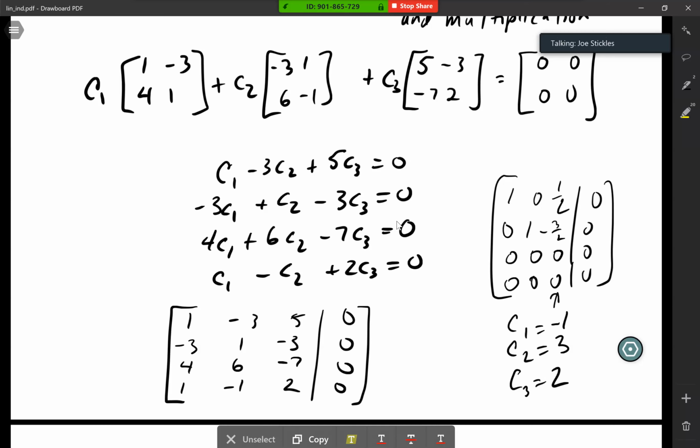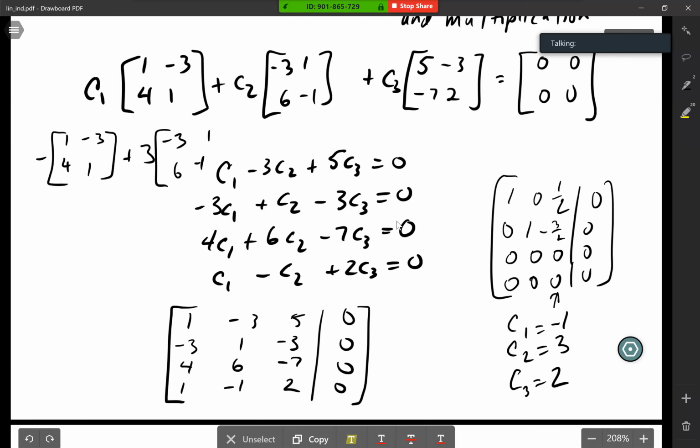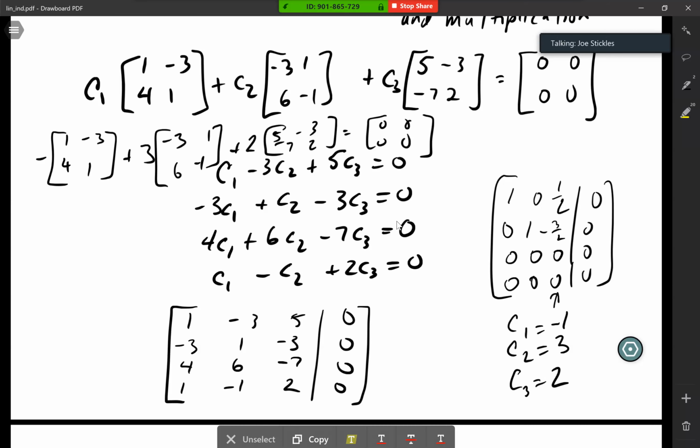So what that tells me is that if I go back up to the original here, that if I use negative the first one plus 3 times the second one, and then plus 2 times the third one, which was 5, negative 3, negative 7, 2, I should get zeros everywhere. And you can check the arithmetic and make sure that it works.